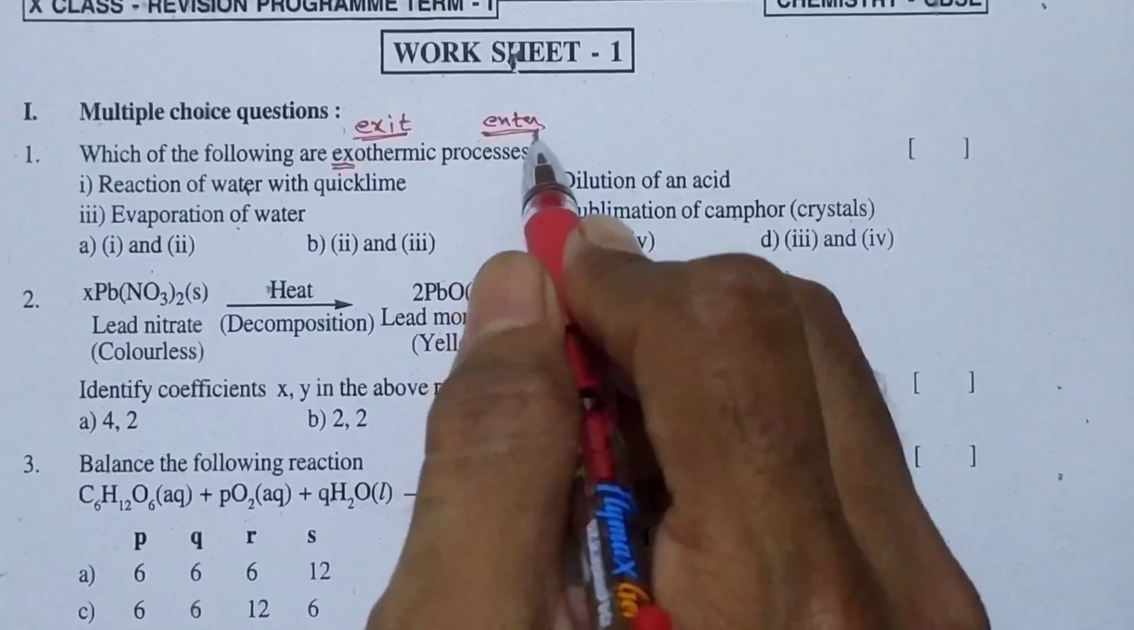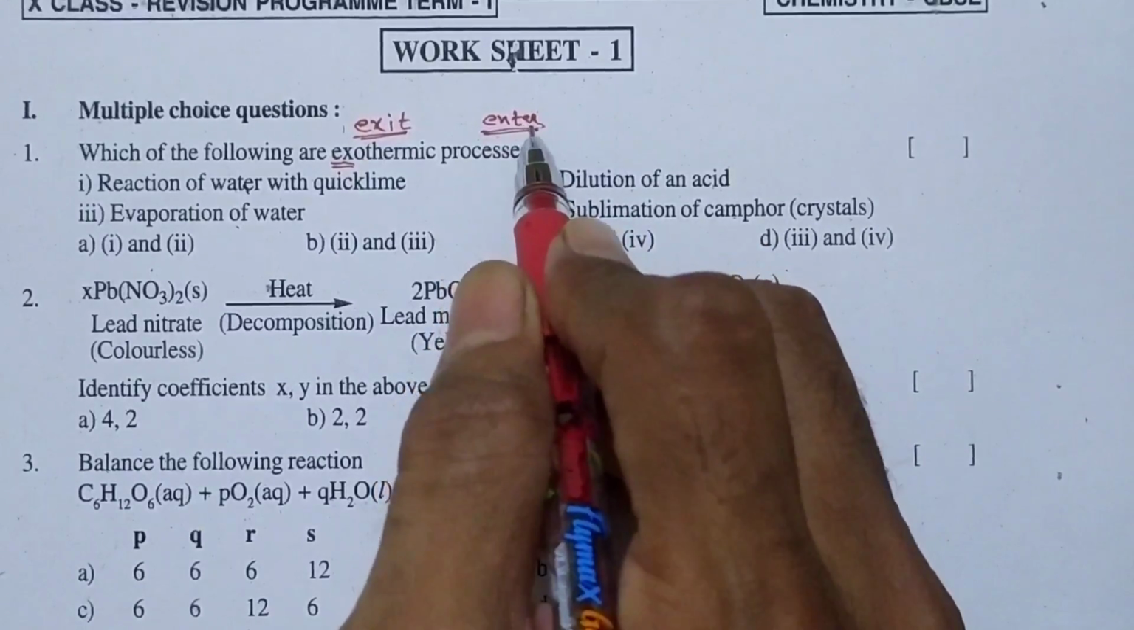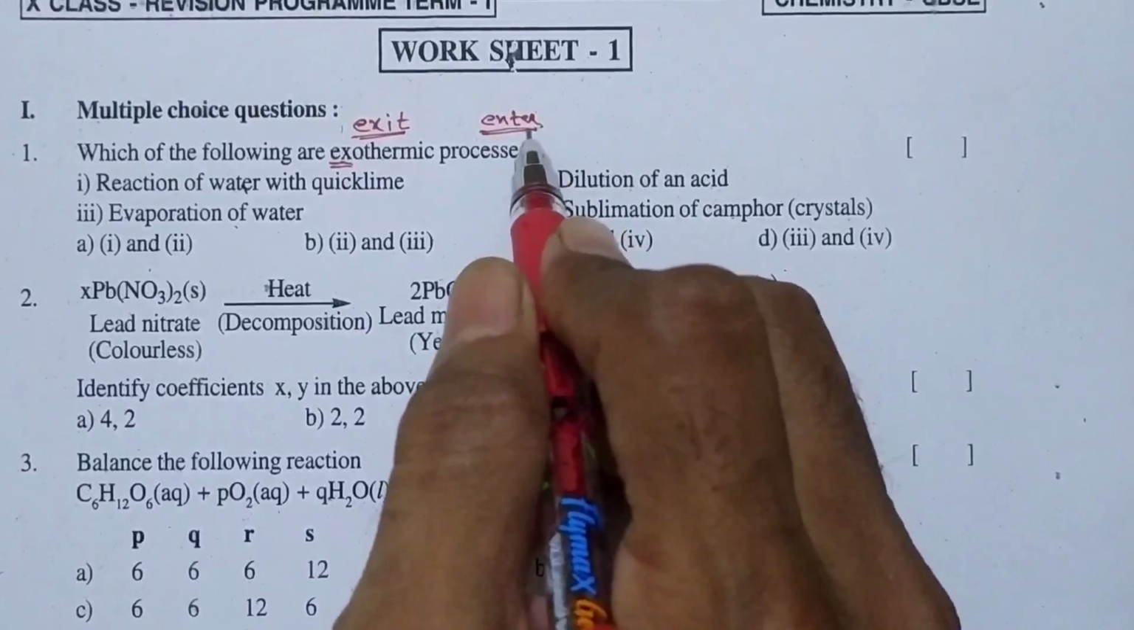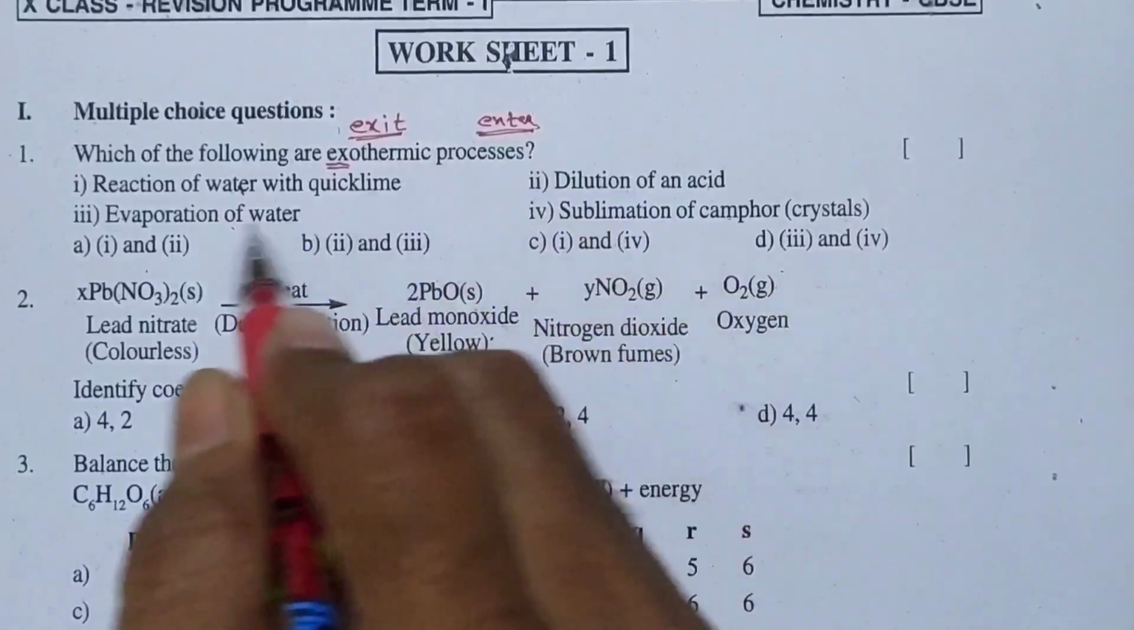At the same time, if it requires heat, meaning heat enters the reaction, then only can the reaction be done. Those are called endothermic. Now let us see the question.